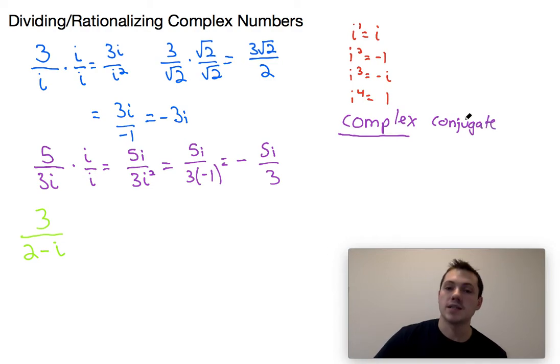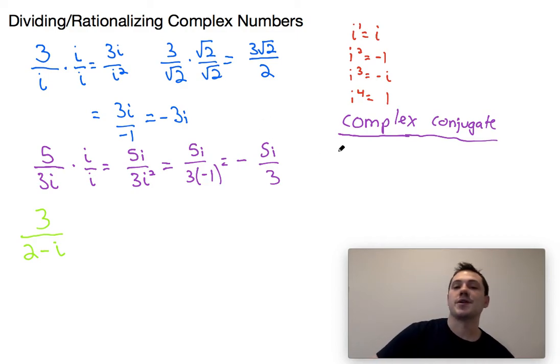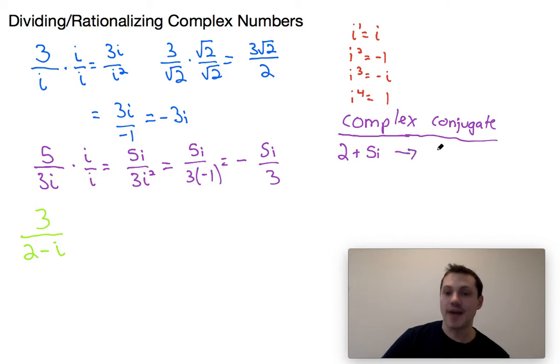Okay. So what the complex conjugate is, you simply change the sign in between the numbers. So for example, let's say we had 2 plus 5I. Well, our complex conjugate of that is just going to be 2 minus 5I. We're simply switching the sign. That's the only thing that's changing here, is the sign that's in the middle.